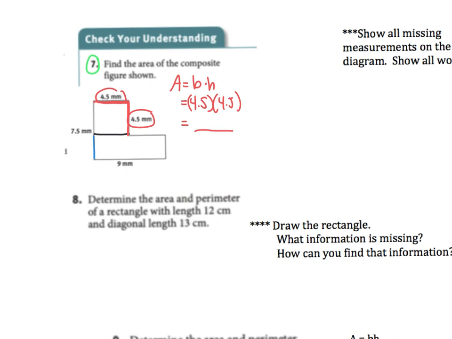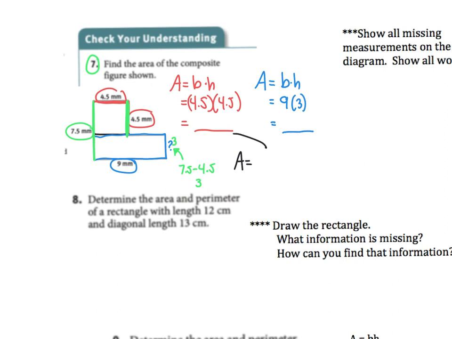Now for the area of this rectangle at the bottom, we can see that the base appears to be 9, but we are missing this height. So again, look at the other dimensions that you're given. We have this full height of 7.5 millimeters, and then across here we have 4.5 millimeters. If I want to find the missing height, I need to do 7.5 minus 4.5, which means my missing height here is 3. Now I can go back and find the area of that rectangle, base times height. I'm multiplying 9 times 3, and I'm getting my area here. Your final composite area, remember, is the combination of the two areas added together. So I'm going to ask you to find your composite area, and we can enter in that answer to see if we are all correct.